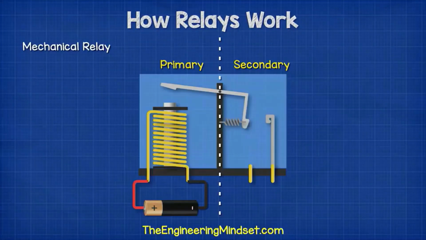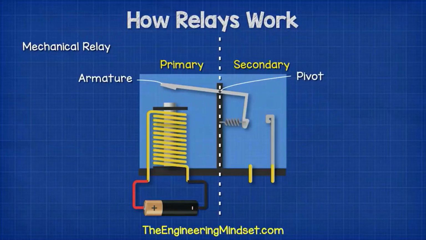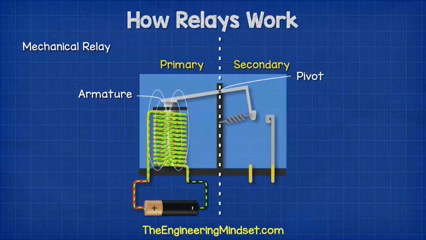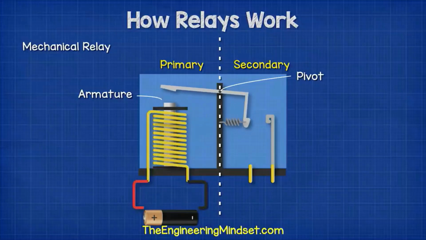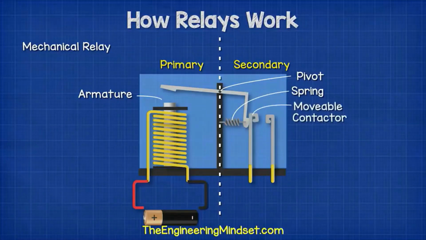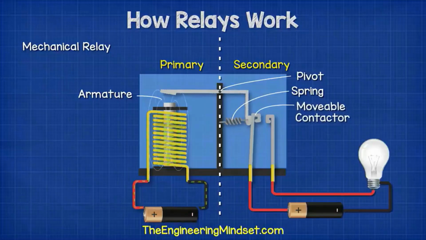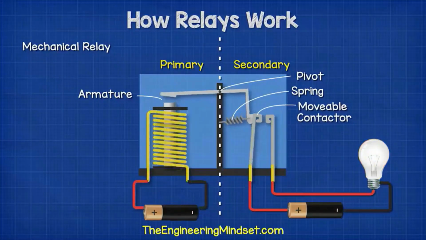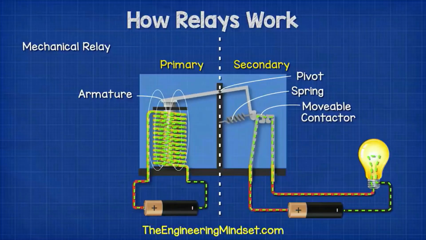At the end of the electromagnet, we find the armature. This is a small component which is pivoted. When the electromagnet energizes, it attracts the armature. When the electromagnet is de-energized, the armature returns to its original position. Typically, a small spring is used to achieve this. Connected to the armature is a movable contactor. When the armature is attracted to the electromagnet, it closes and completes the circuit on the secondary side.